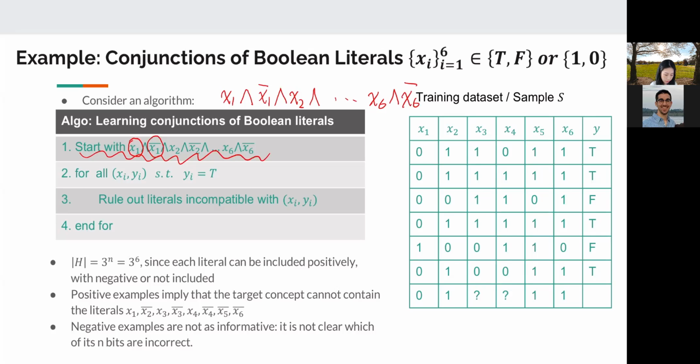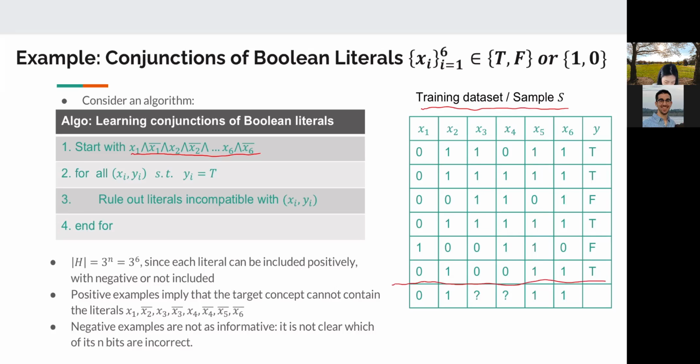Of course, this is going to be wrong, but this is where we start to search. So this is the initialization. With this initialization, what we're going to do is rule out literals that are incompatible with xi, yi. Xi, yi is just the ith example in your training data set. Let's say you have such a training data set, as I'm showing here. You have 6 such examples.